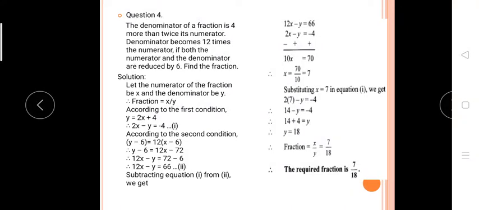Good morning, students. Yesterday, we solved some examples based on the word problem by the elimination and by the substitution method. Today, again from practice set 1.5, we are going to solve some questions. Now, question number 4. See the question number first.